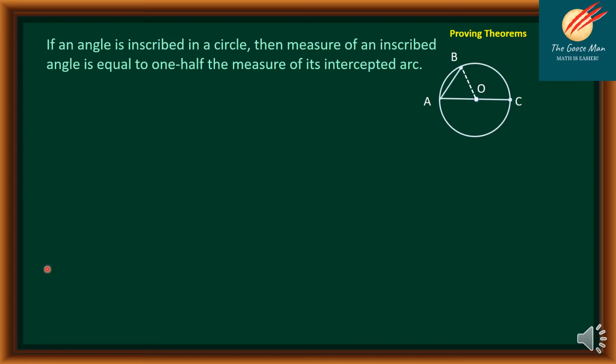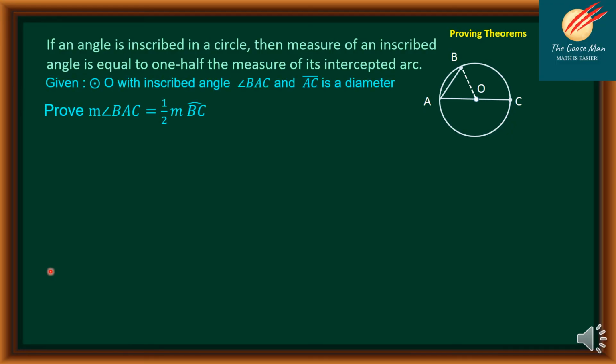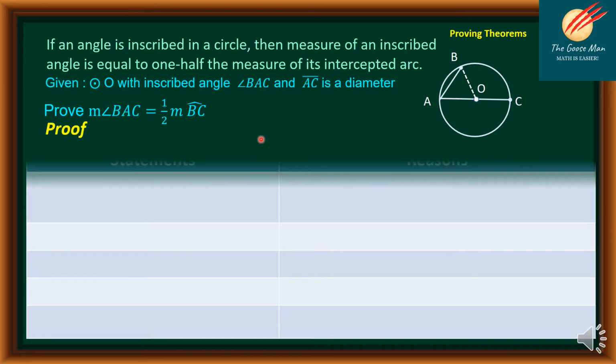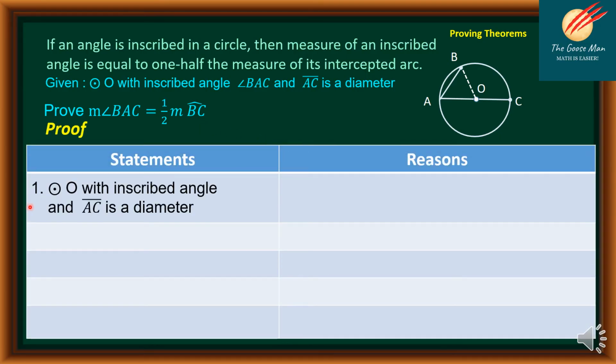So on our proof, given that circle O with inscribed angle BAC, and line segment AC is the diameter, we would like to prove that the measure of angle BAC is equal to 1/2 the measure of arc BC. So for our proof, statement number 1: circle O with inscribed angle BAC and line segment AC is the diameter. The reason is this is given.